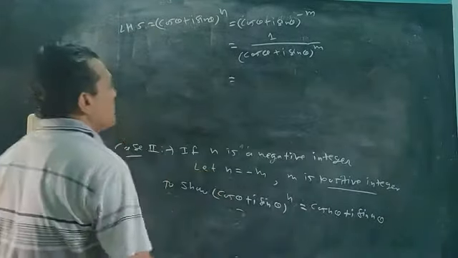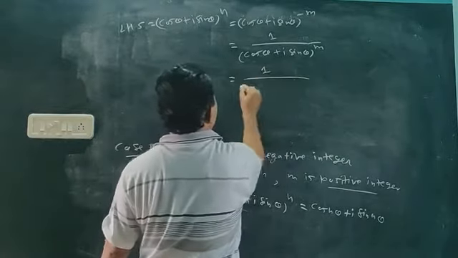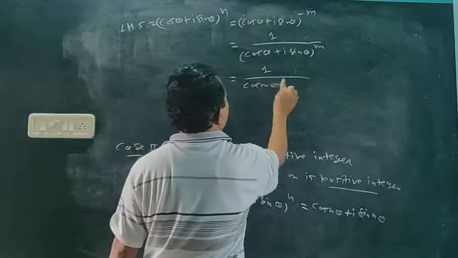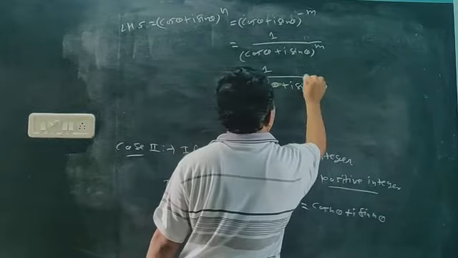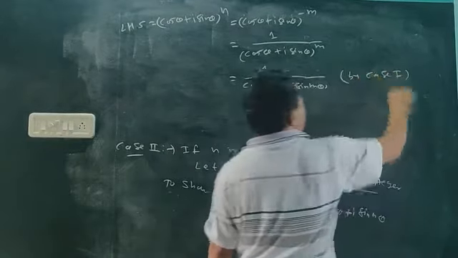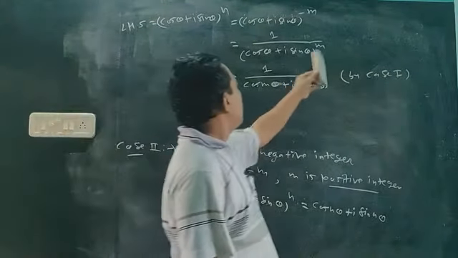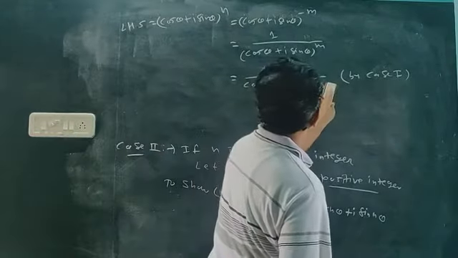Therefore, since we already proved case 1, we can apply case 1 here. So 1 upon, applying case 1, cos of m theta plus I sin m theta. Already we proved case 1, so we can apply it since m is a positive integer. Therefore, this is 1 upon cos of m theta plus I sin m theta.